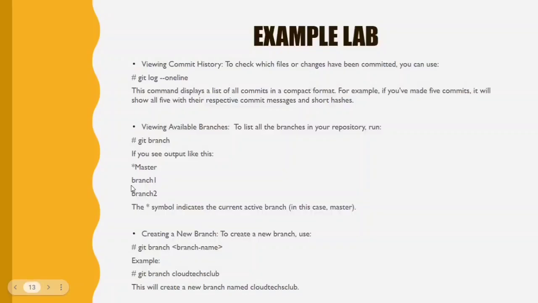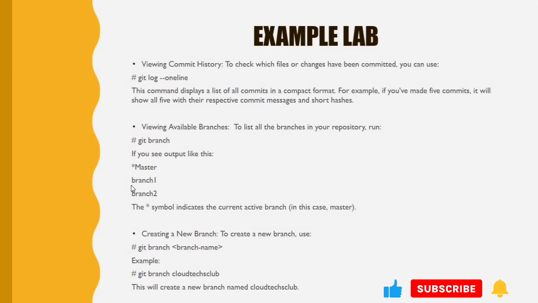Let us understand a few commands for creating the branches. To check commit history, we can use the command git log --oneline. To see available branches and which is the active branch among the branches in the repository, we can use the command git branch. The asterisk symbol indicates the current active branch in the directory. In this particular example, you can see the asterisk in front of master. So master is the active branch here.